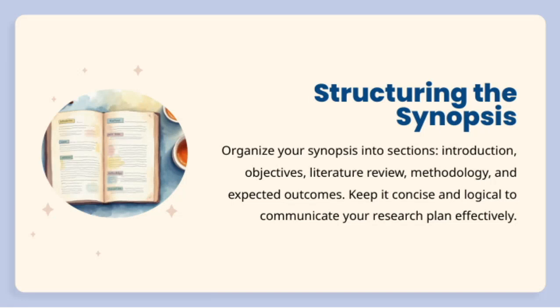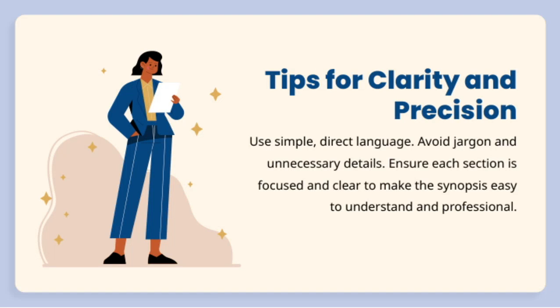When organizing your synopsis, it's essential to divide it into clear sections: introduction, objectives, literature review, methodology, and expected outcomes. This structure helps keep your presentation focused and makes your research plan easier to follow. Keep your explanations concise but thorough, making sure each section logically connects to the overall theme. Remember, the goal is to communicate your research plan effectively, so highlight the most important concepts and ensure your flow feels natural and engaging. This approach will help your audience understand your project clearly and see how all the pieces fit together.